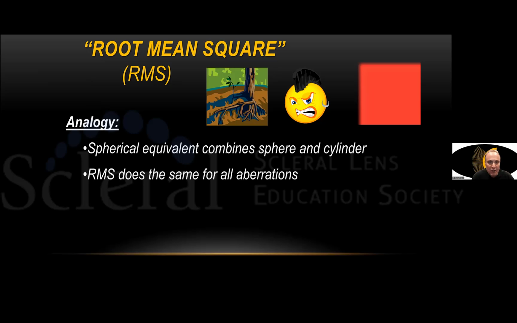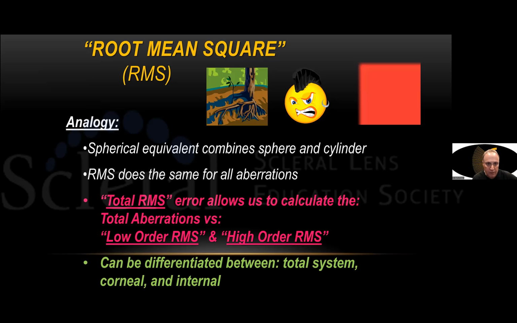So what's the analogy for RMS? To me, the best analogy is a spherical equivalent for low order aberrations. A spherical equivalent combines the sphere and the cylinder value to give you a quantification of overall refractive error for low order aberrations. The RMS does the same for all aberrations, but when we're talking about it, we're going to talk about high order RMS. So again, it's a quantification of the aberrations.